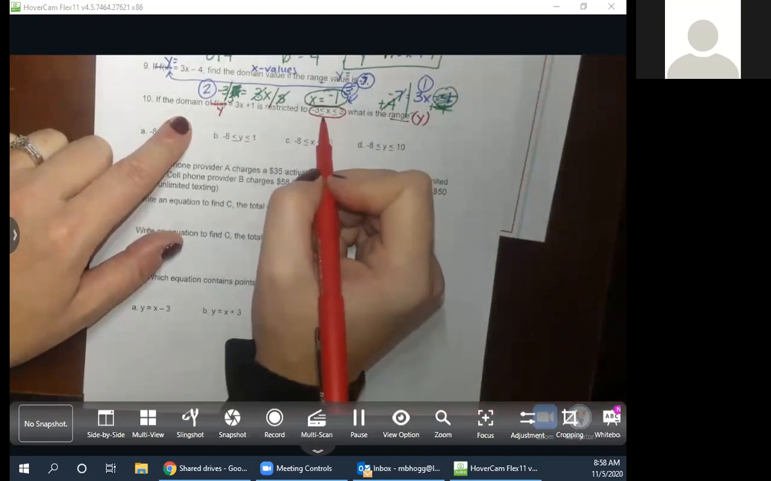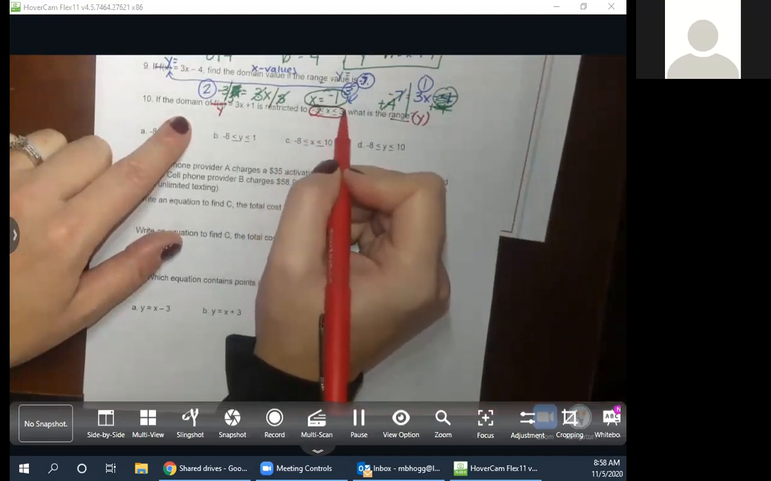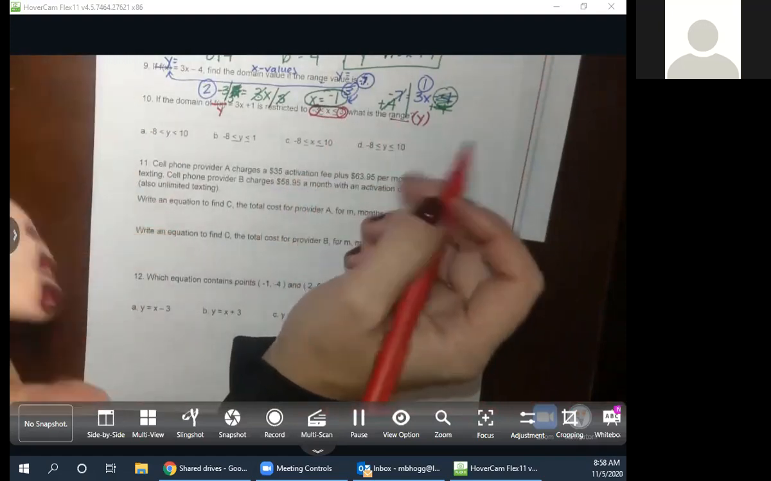Now, here's what you're going to have to do. You have to put a -3 in for x and a +3 in for x. You're going to have to do 2 different equations and solve for y. You have to get a range.